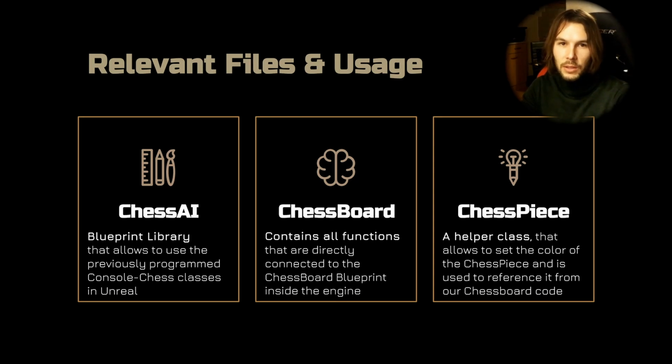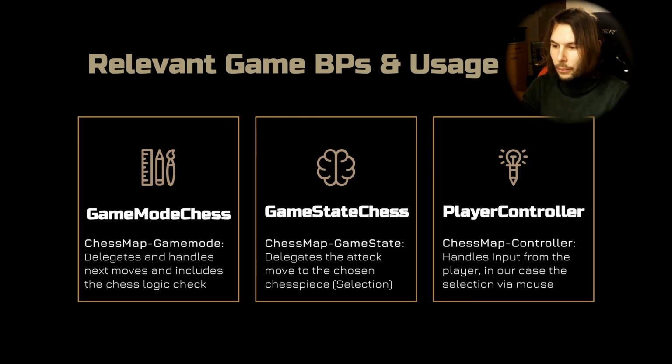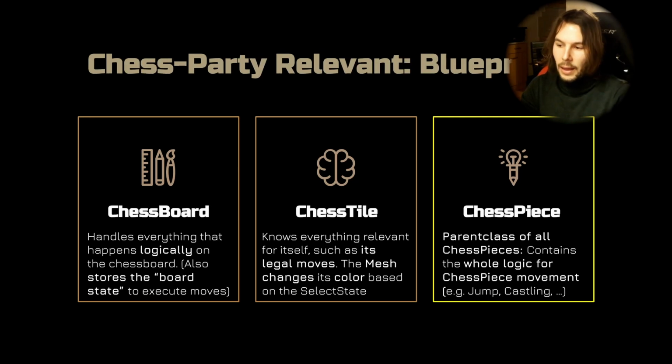We now know what those functions do and how we can actually use code within our blueprints. We also have checked the relevant game blueprints and their usage. We know what the game mode does now, what the game state chess does now, and we've also seen what our player controller is good for. The next blueprint we want to have a look at more specifically is the chess piece blueprint. We have seen the chessboard blueprint now, we extensively used the chess tile the last time, and now we head on to the chess piece.